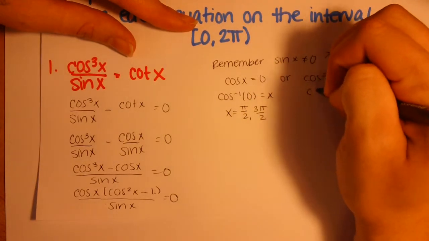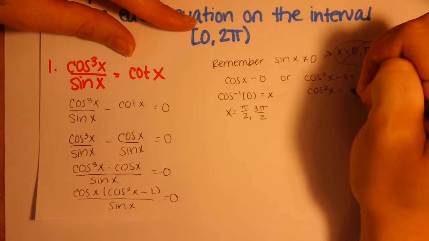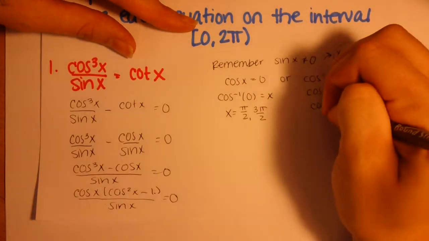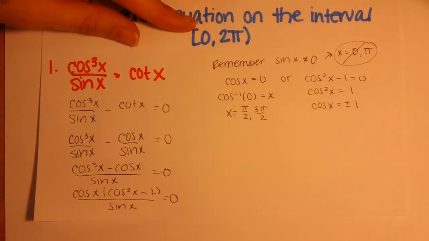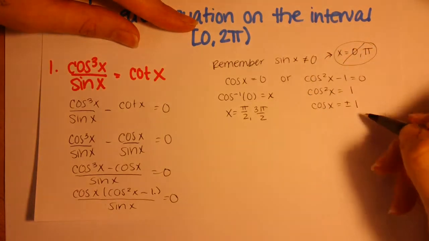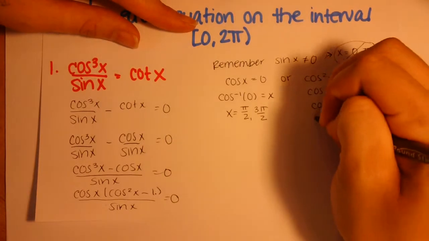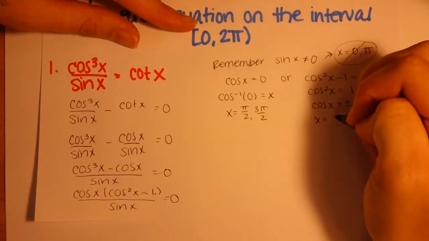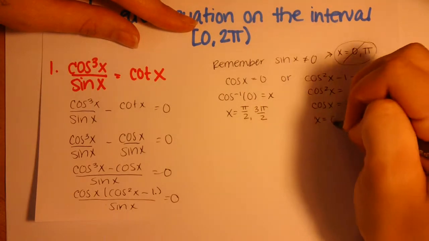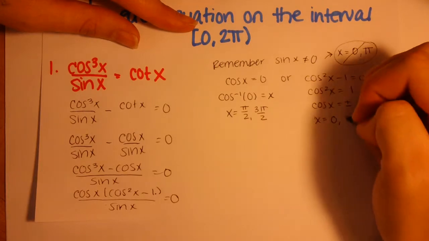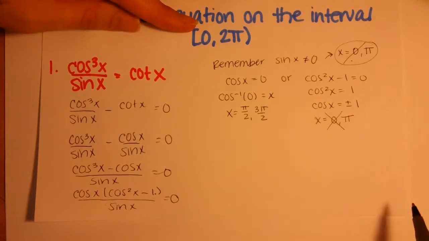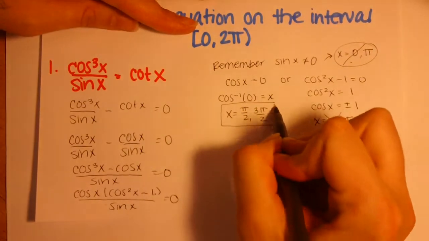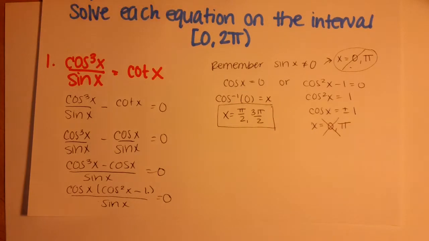Now let's go to the other side. We can add 1 to each side. We can take the square root of both sides. And we'll be left with cosine of x equals plus or minus 1. Cosine of x is 1 at 0, and we know cosine of x is negative 1 at pi. But remember, this doesn't satisfy our domain, so we cannot use it. Therefore, our answers are x equals pi over 2 and x equals 3 pi over 2.